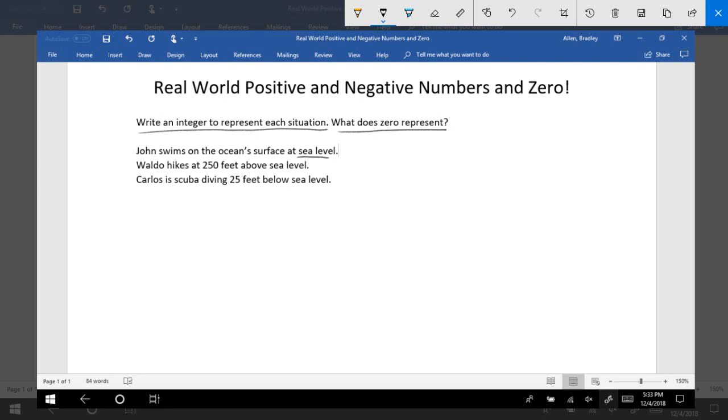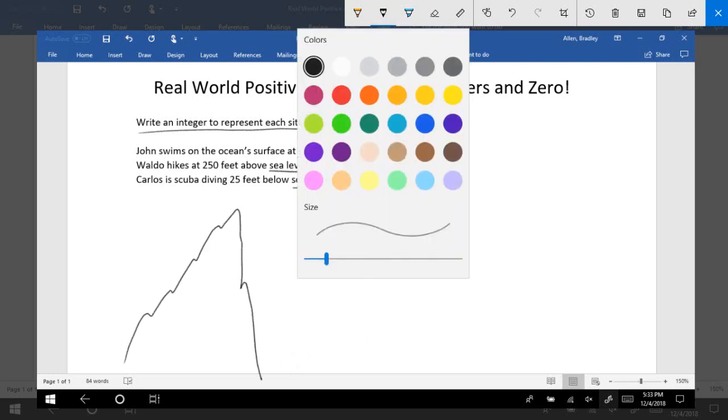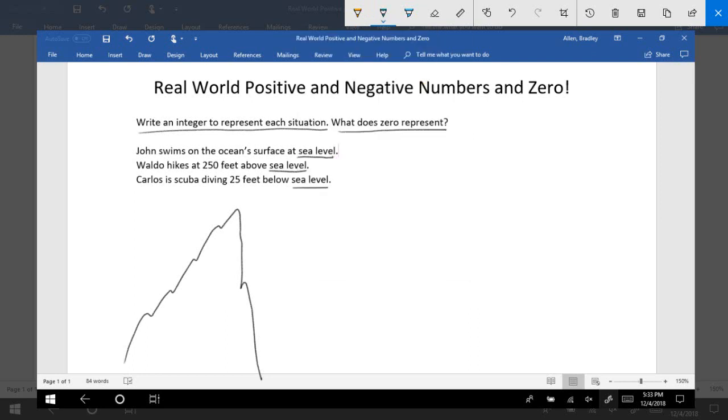Okay, so I see the keyword sea level in each one of these situations. It sounds like there's three people all doing different things relative to sea level, or it seems to be compared back to the starting point of sea level. So what I'm actually going to do is draw a picture to show each one of these three things in the same picture. So I'm going to say, okay, here's a mountain. I'm going to get out some blue for some water. So this is some nice blue water that goes right up against the mountain.